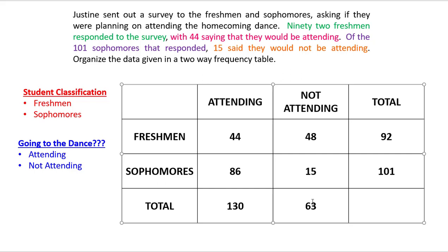And lastly, we can figure out the grand total. Remember, the grand total always goes in this box. We can either add 92 plus 101 and get our answer, or we can add 130 plus 63 and get our answer. Or the last way is we can add up the squares in the middle and get our answer. Either way, we should end up with the same number, which in this case is 193. So there were 193 people that were asked in all. So now we've completed our entire table.